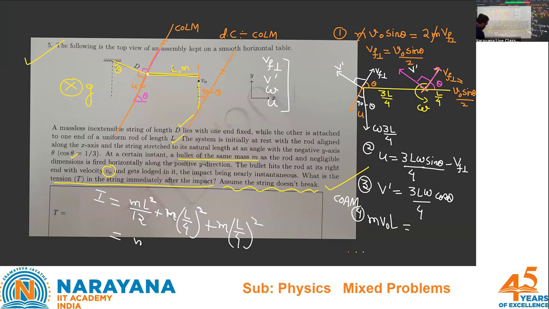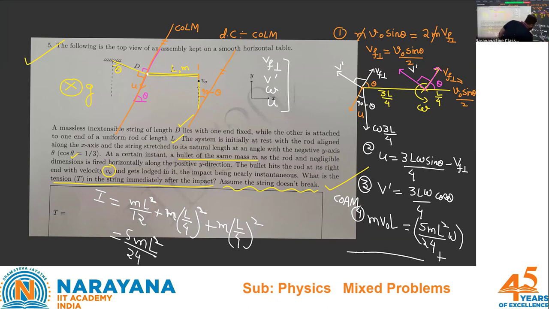So basically, ml square, how much is it coming? 1 by 8, 1 by 12. 5 by 24. Is that fine? 5 by 24 ml square. Is that fine? So then this becomes ICM. So that is 5 ml square by 24 I term into omega. Omega was anticlockwise. Yeah. This term plus in the RHS.